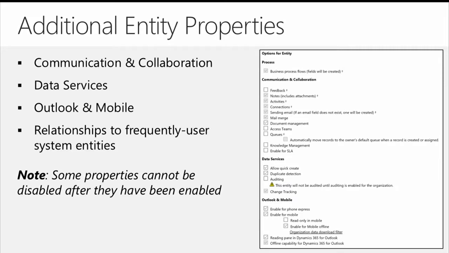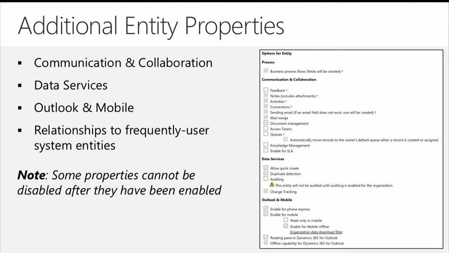This would also be things like, do you want them to be able to use notes, activities, connections and connection rules? Is this an entity where I should be able to send emails to them? And if so, it'll create an email field for me. Do I want this to be able to use queues, and associate this with queues in the application to assign ownership? These are some of the key things that you might see available for each one of these entities.